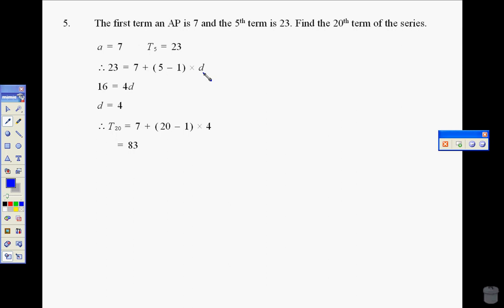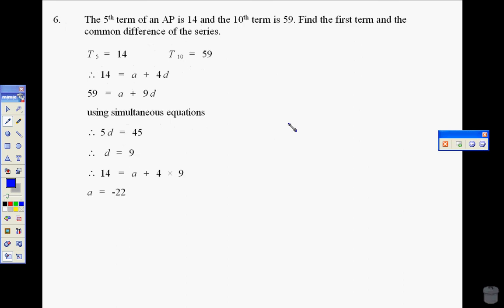So again, we just simplify it out. That would give us 4d. We've subtracted 7 across, and we get d is equal to 4. Now that we know d is equal to 4, we've got a, we've got n, and we've got d. We can find t20, which is our 20th term of the series. We're using that formula, and we've got the one unknown we need to find in d.